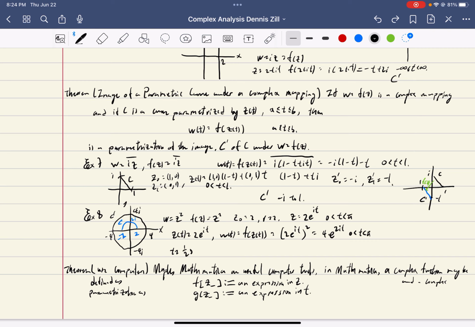Well, that is w of s, now it's capitalized W, that is equal to 4e^(is), from 0 to 2 pi, right? And now we see this really maps it into the whole circle, radius 4, and then it goes from 0 to 2 pi, that makes it a full circle.